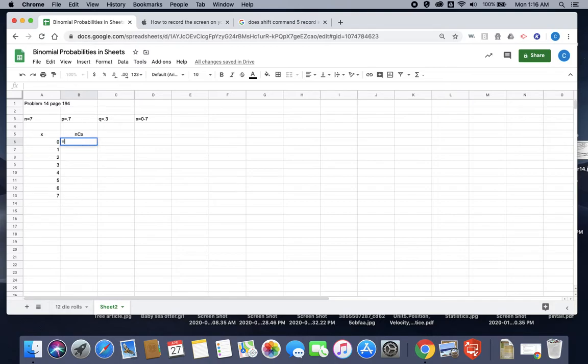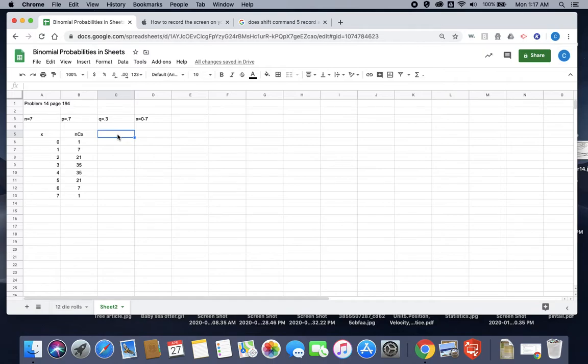Sheets has a combination formula for you. We will put in combination, parenthesis, N is 7 trials, and in this case our X values are going to be listed in column A. And we'll hit enter, and it'll give us the solution for 7 trials, choosing 0, and we can drag that down and get all those combinations done at one time. Center those to make it look a little cleaner. So that's the first part of our binomial probability equation.